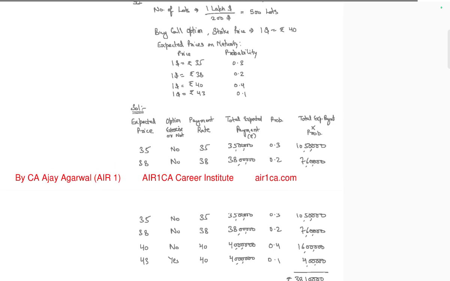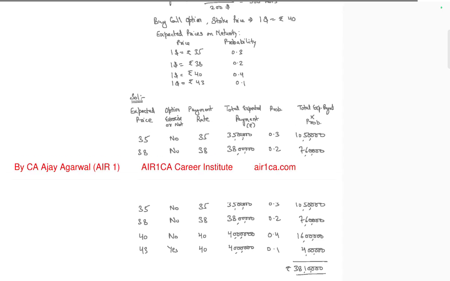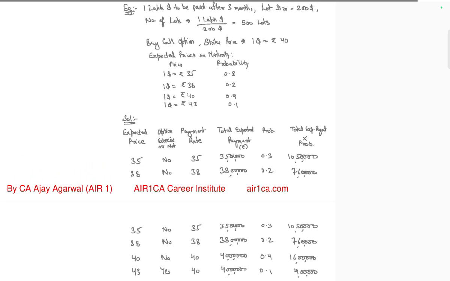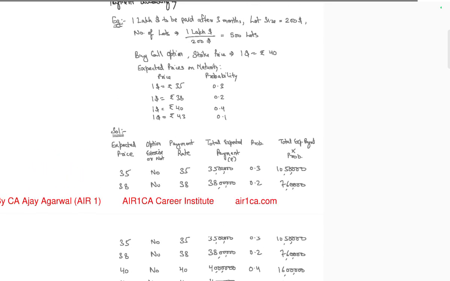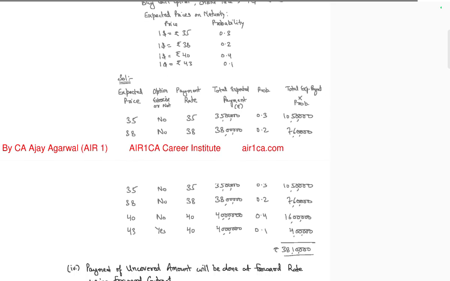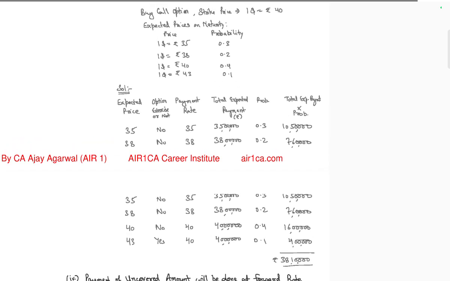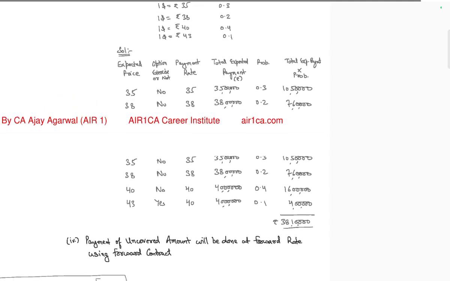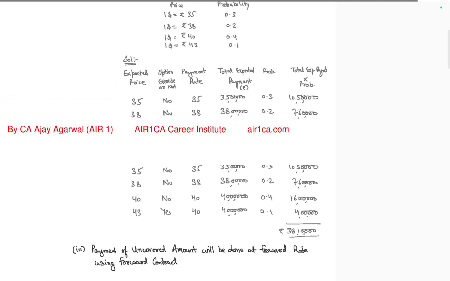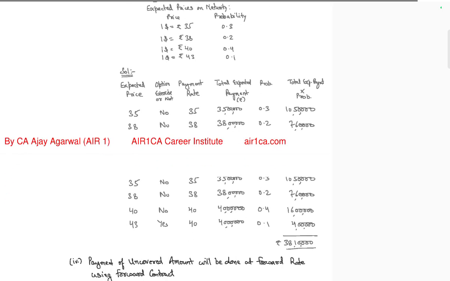The payment rates are 35, 38, 40. Total expected payment is 35 into 1 lakh, which is 35 lakhs, 38 lakhs, and 40 lakhs. At 40 lakhs I pay because I cannot do better. With probabilities 0.3, 0.3 and 0.1, the total expected exposure payment comes to about 1 crore 76 lakh. So in this case, whether the option is exercised or not is known, and then it is exercised.